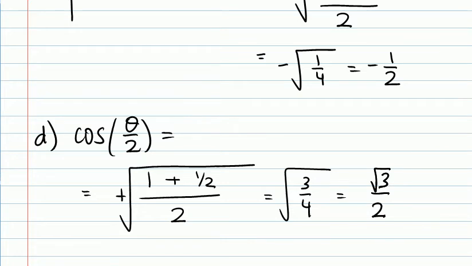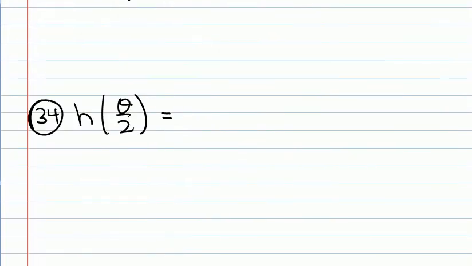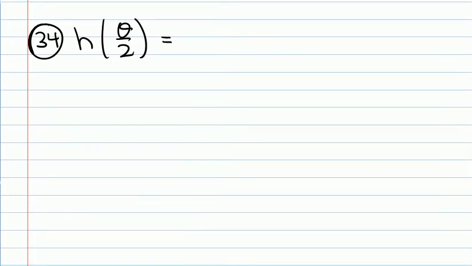Let's go on to problem number 34. H of theta over 2. The book tells you that H is tangent, so this is the same as the tangent of theta over 2. If you look at the book again, theta is the graph on the left. The graph on the right is alpha. So we are working on the angle that's in the second quadrant. So let's redraw it just so we have it handy.